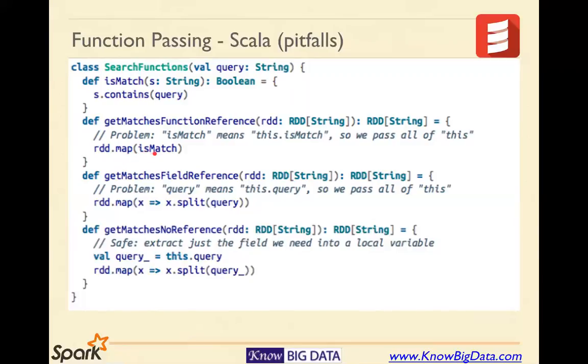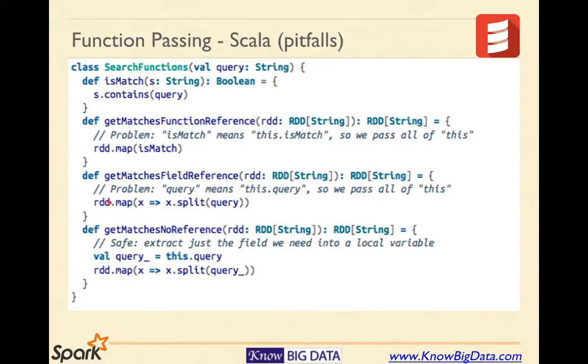Why is this a problem? When we are handing over this piece of code called isMatch to Spark, it's also going to take with it this variable called query, and this query is part of this whole class, and therefore the entire object will go with it. It's basically handing over the entire big object.